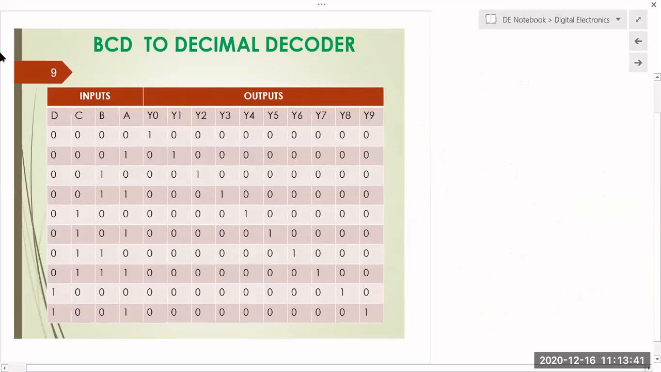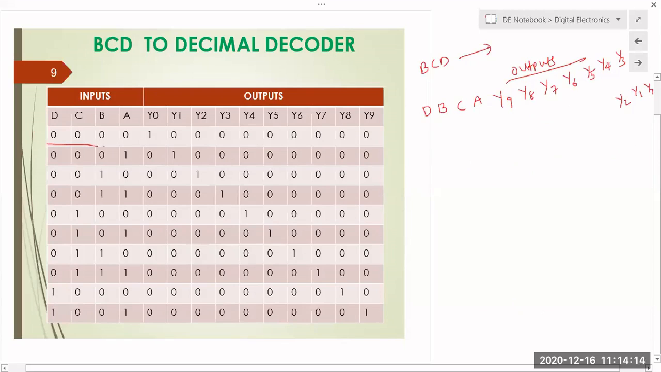These are the 4 inputs. You can take them as ABCD, or DBCA. And what are the outputs? How many outputs are there for BCD? 10 outputs. Those 10 outputs are Y9, Y8, Y7, Y6, Y5, Y4, Y3, Y2, Y1, Y0. Clear?